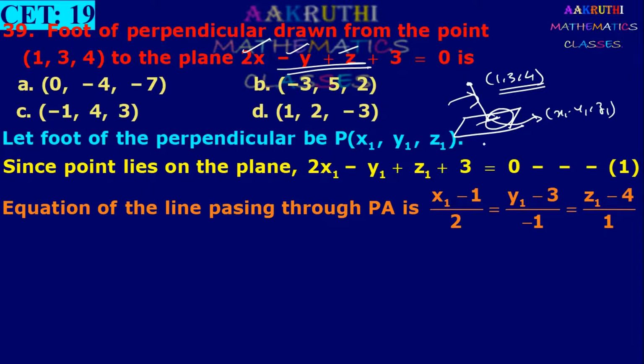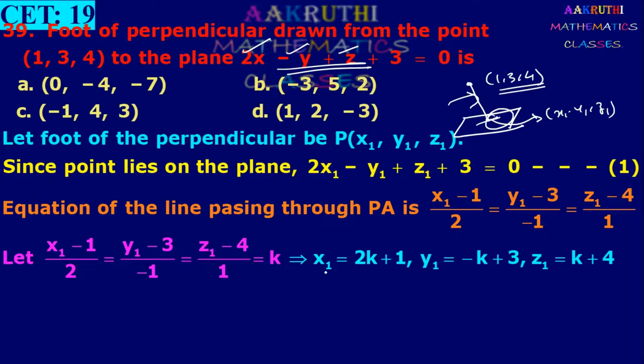Therefore we get the equation of this line as (x1 minus 1) by 2 equal to (y1 minus 3) divided by minus 1 equal to (z1 minus 4) divided by 1, and we take it as k. So we simplify this and get x1 equal to 2k plus 1, y1 equal to minus k plus 3, and z1 equal to k plus 4.